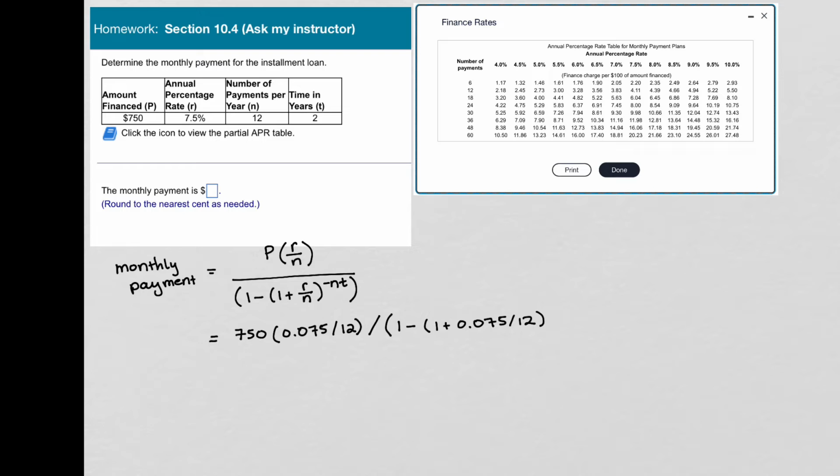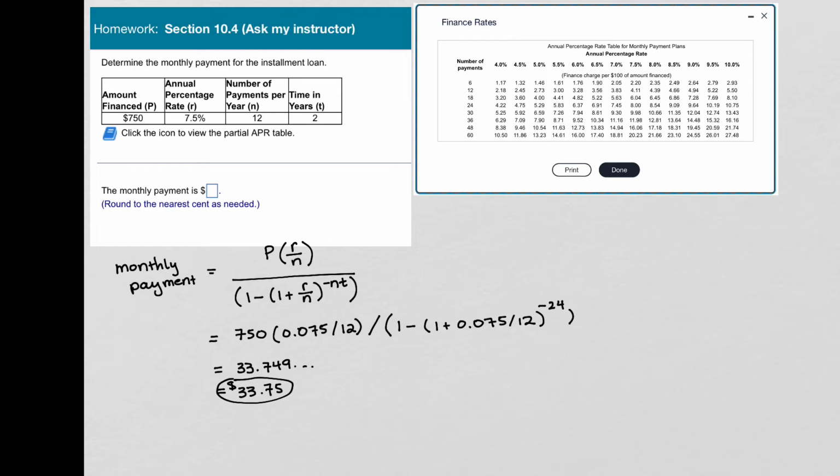So n times t, I'm going to go ahead and calculate that. That's 12 times 2. So I'm going to put this to the negative 24 power, and that makes it a little easier to type into the calculator. And then we can close that parenthesis. And when I do this, I get 33.749 something, and so that rounds to $33.75. So that's what we get with that method.